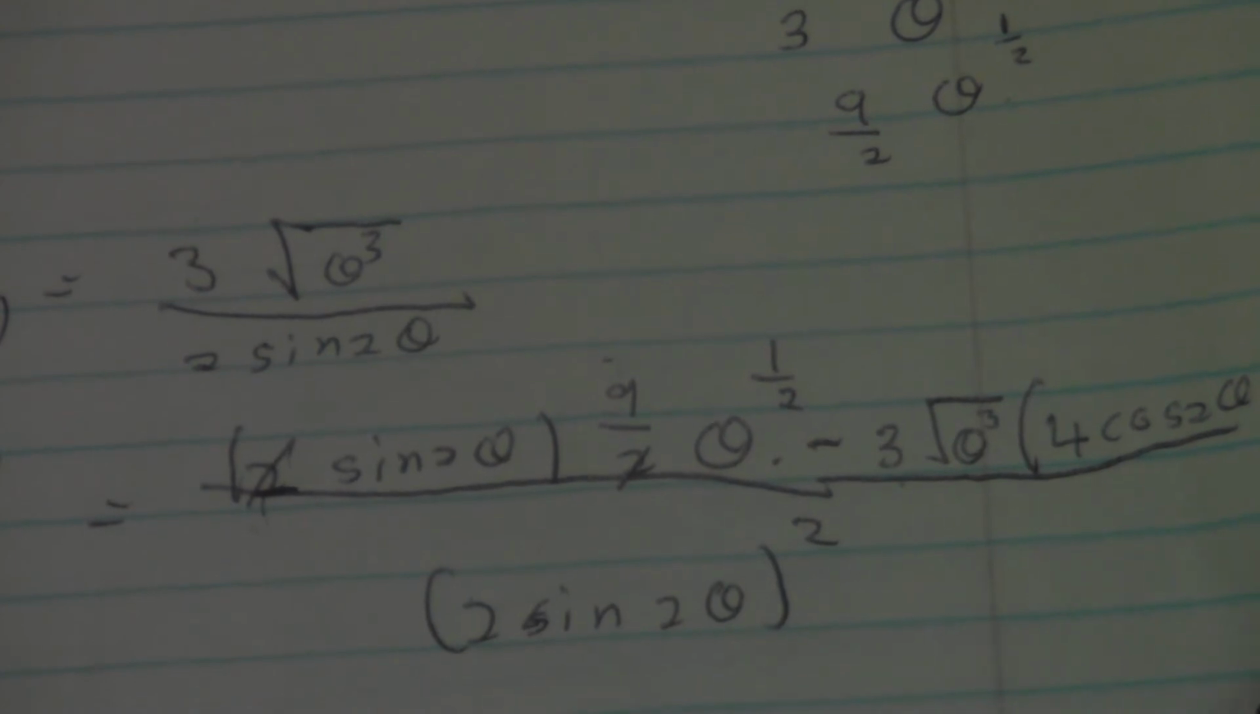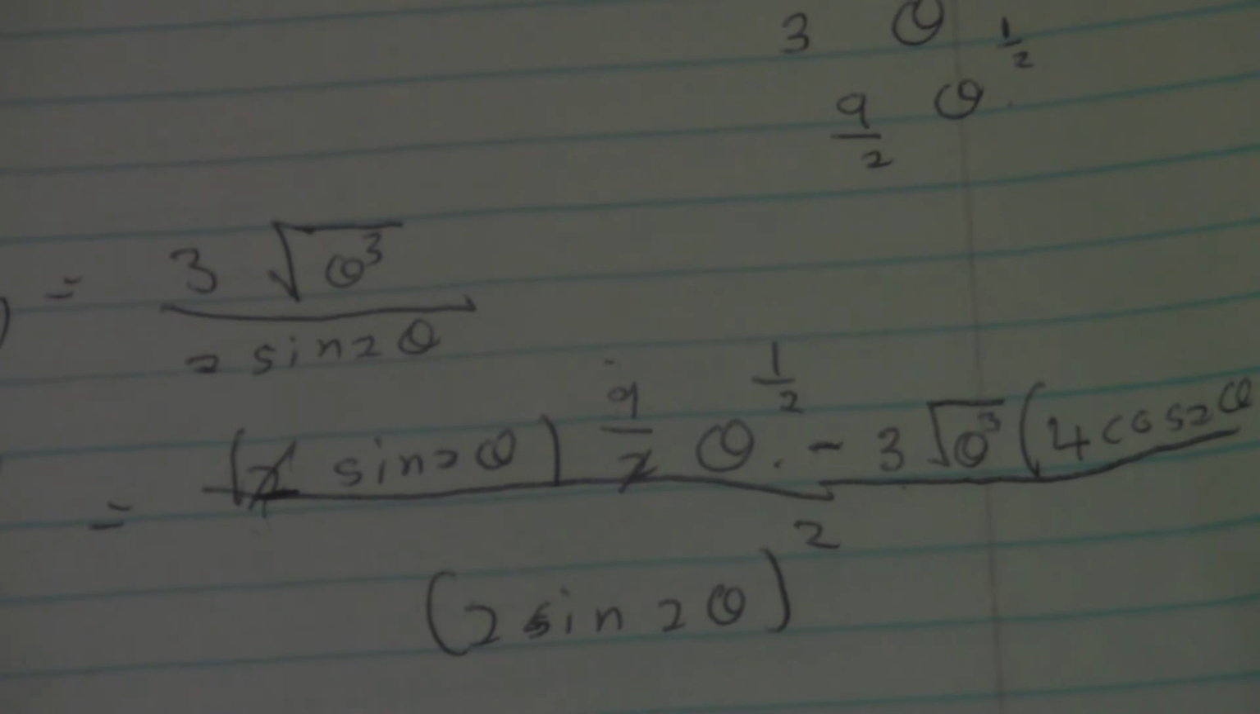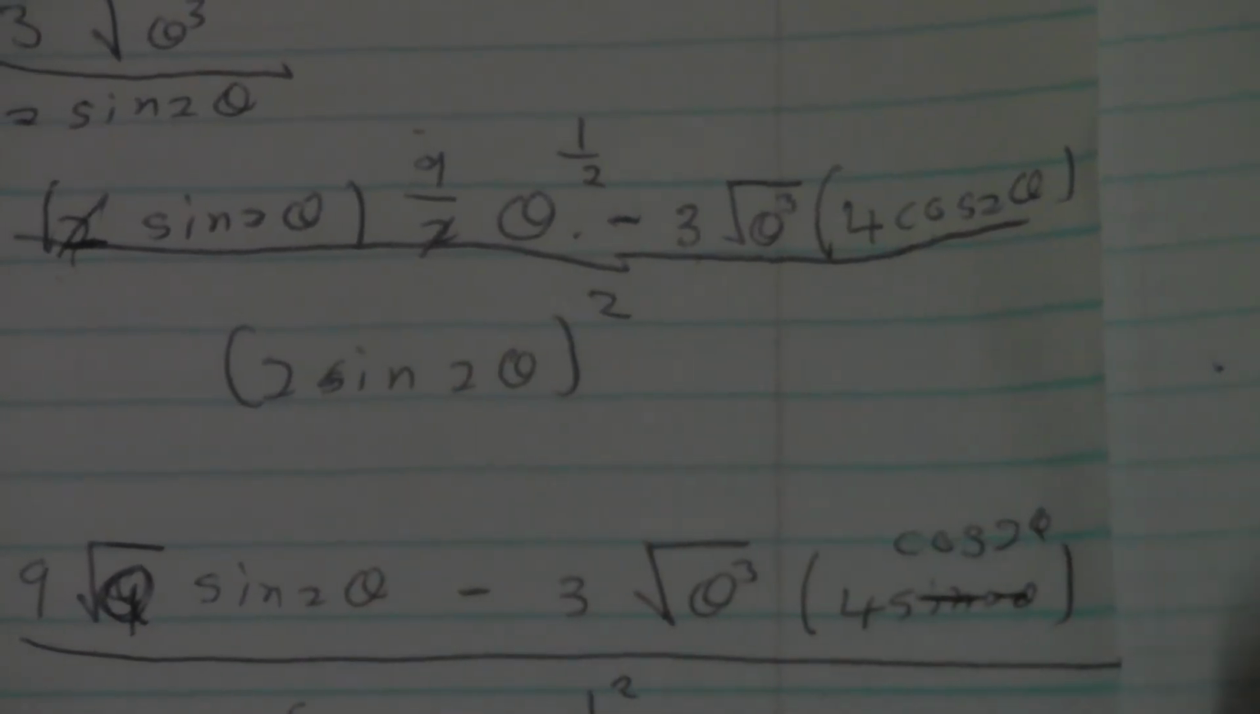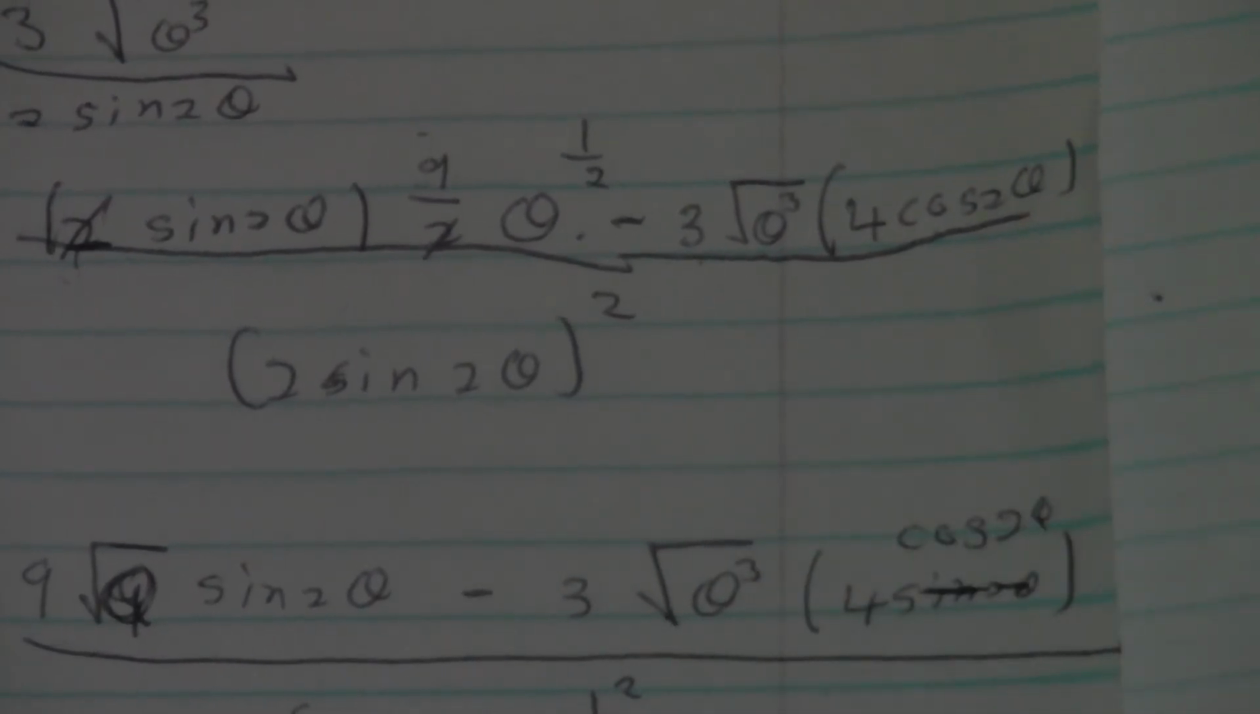Minus 4 theta. I'm sorry, I wrote this back wrong. This is cos. Right, minus 4 theta cos 2 theta, right, all over 4 sine square 2 theta. Alright.